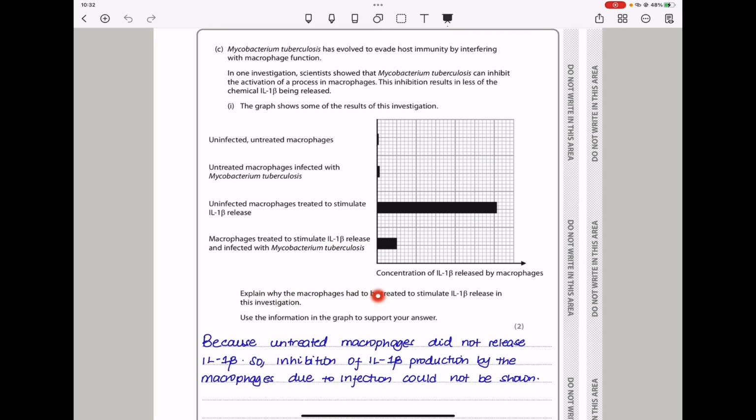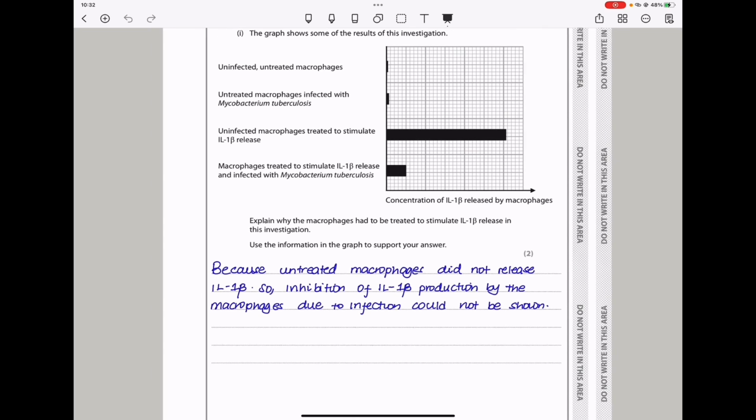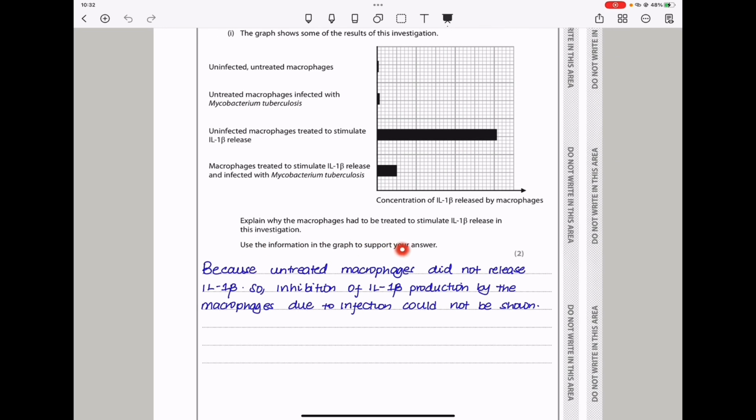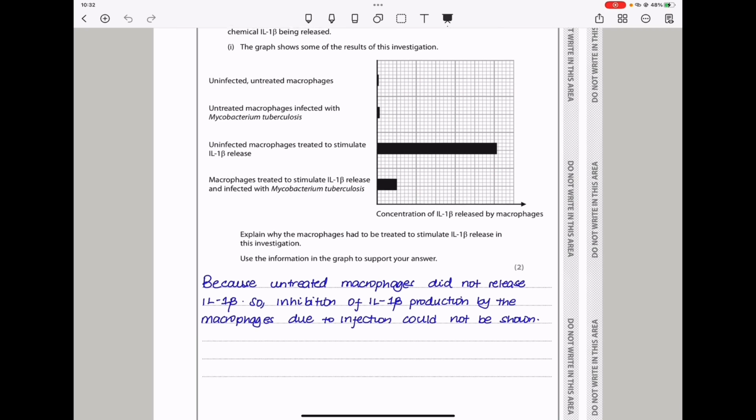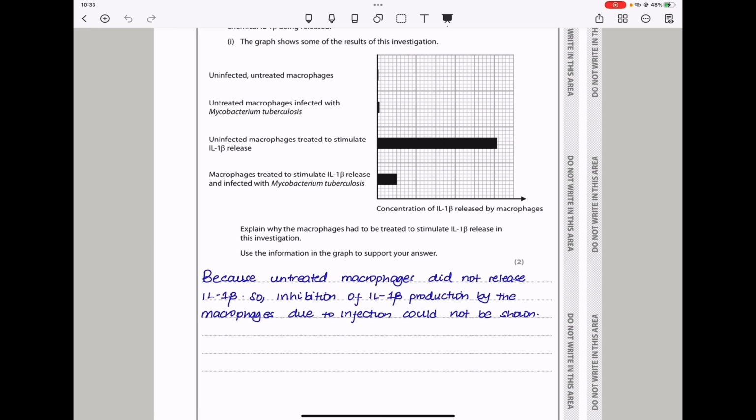Explain why the macrophages have to be treated to stimulate IL-1 beta release in this investigation. They want you to use the information in the graph to support your answer. Now, stimulation was needed because the untreated macrophages did not release IL-1 beta, so inhibition of IL-1 beta production by the macrophages due to infection could not be shown.